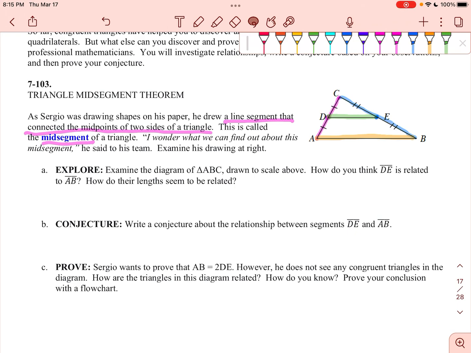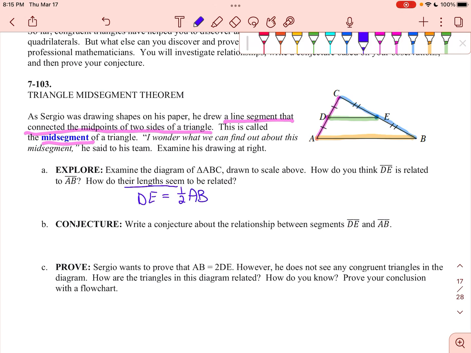Okay? After you've paused this video and made your guess as to how they're related, I'm just going to cut the green line out and show you guys. If you take a look at that, do you see how the green line will fit twice inside the orange line? So right here where it says how do their lengths seem to be related, I would say it looks like DE is half of AB.